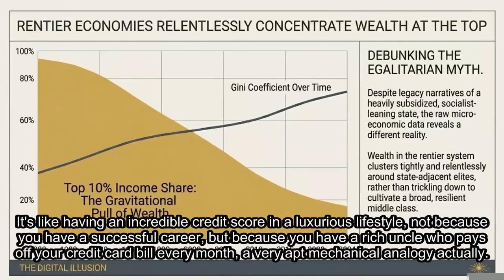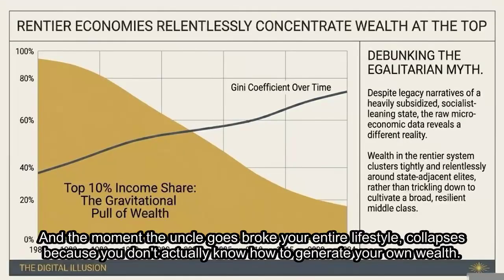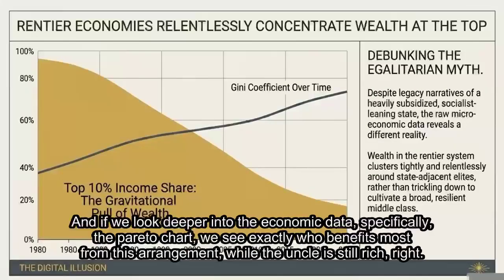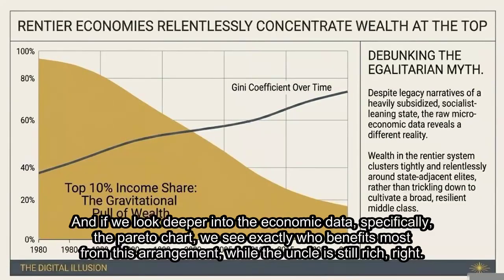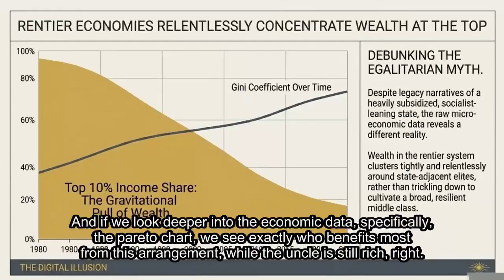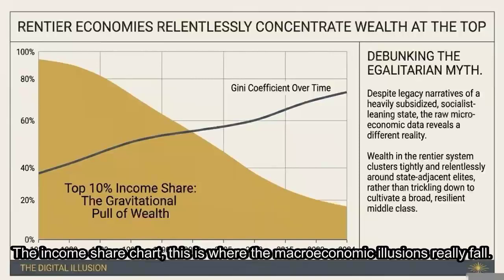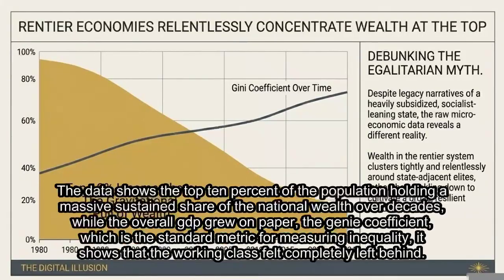It's like having an incredible credit score and a luxurious lifestyle, not because you have a successful career, but because you have a rich uncle who pays off your credit card bill every month. A very apt mechanical analogy, actually. And the moment the uncle goes broke, your entire lifestyle collapses because you don't actually know how to generate your own wealth. Exactly. And if we look deeper into the economic data, specifically the Pareto chart, we see exactly who benefits most from this arrangement while the uncle is still rich.